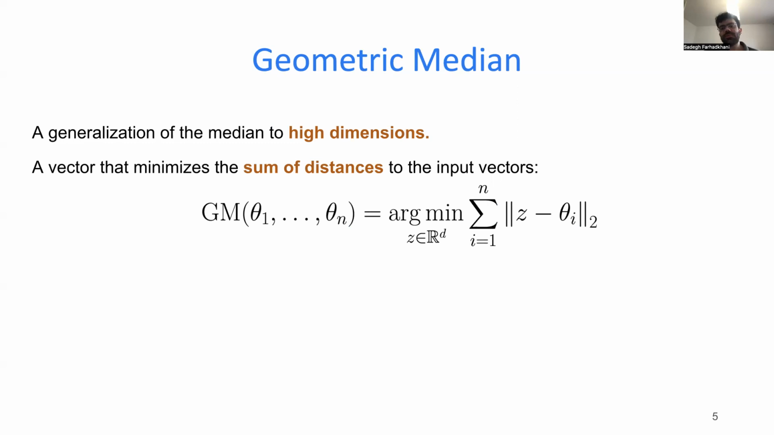As I said, in this paper, we consider one specific aggregation rule, the geometric median, which is a generalization of the median to high dimension. There is actually no closed form formula for the geometric median, and in order to compute it, we need to solve an optimization problem, which you can see here. The geometric median of n points θ1 to θn is the point that minimizes the sum of the distances to these points. And the solution of this optimization problem in one dimension is exactly equal to the median.